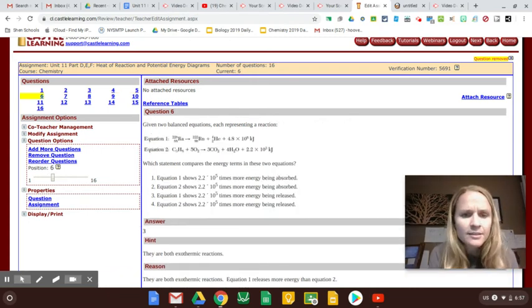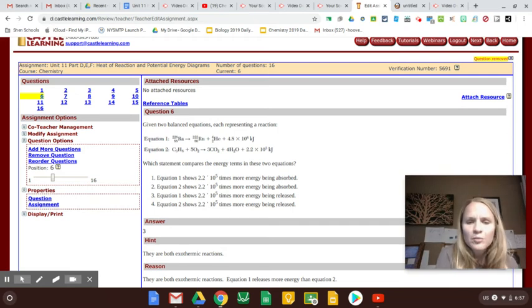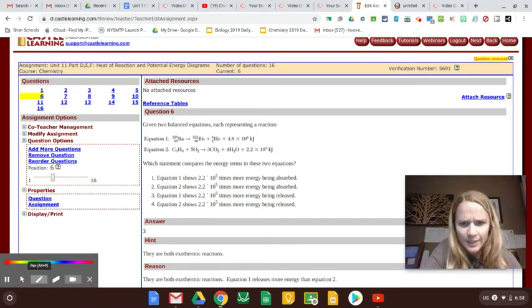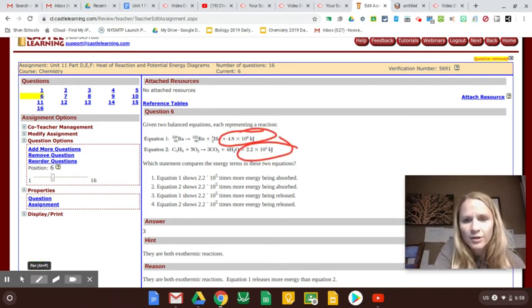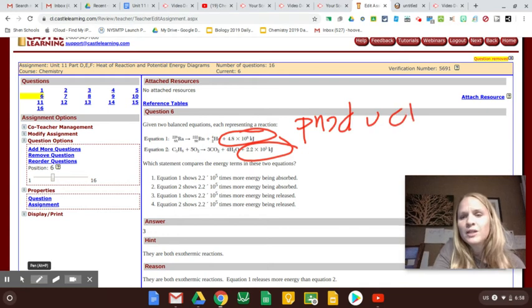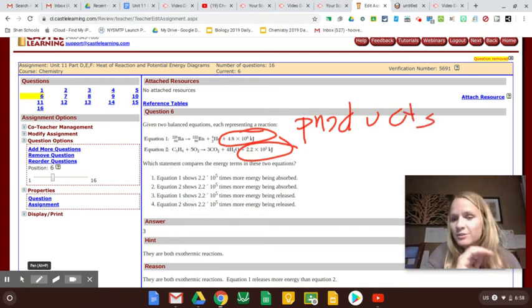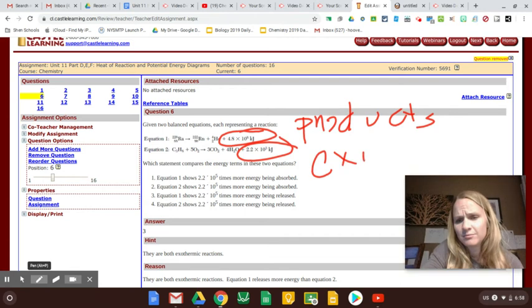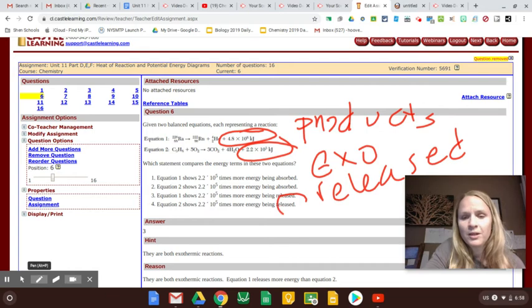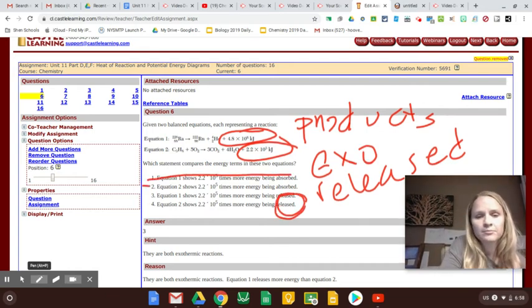Question 6 says, given these scary looking equations, this is unfortunately also a pretty recent question. I think it's 2017. Which statement compares the energy for these two equations? So first of all, are they energy absorbed or released? For both of them, there's the kilojoules on the right in the products. So if energy is being produced as a product and not put in, so it's not endothermic, this is definitely exothermic, and energy is definitely being released. So I'm going to pick one of these two where energy is being released.